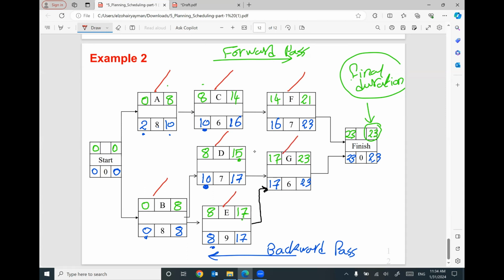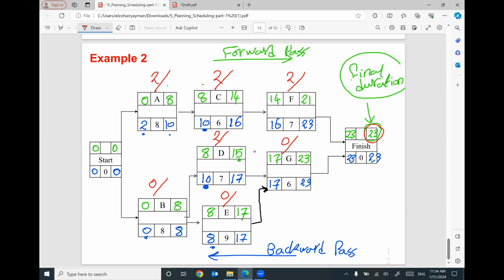For this one, 2 minus 0 will be 2, or 10 minus 8. 10 minus 8 will be 2, or 16 minus 14. 16 minus 14 will be 2, or 23 minus 21. 0 minus 0 will be 0, or 8 minus 8. 10 minus 8 will be 2. 8 minus 8 will be 0. 17 minus 17 will be 0. These numbers are the total float for each activity. This is the flexibility that we can delay the activity without affecting the total duration of the project, which is 23.